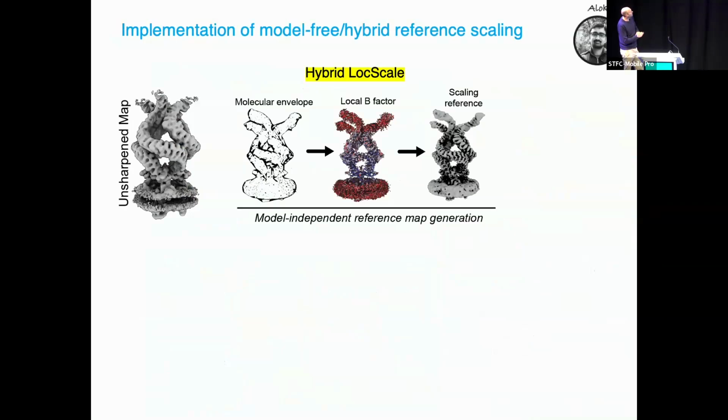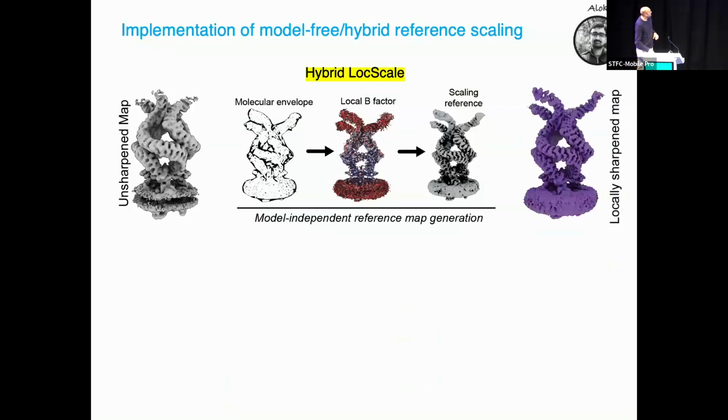We estimate the local B factor distribution through the procedure I just showed you, and that gives us a scaling reference. Using that scaling reference, we can scale the original map, and that gives us a locally sharpened map. Now that works fairly well, but it's very slow. The whole procedure of placing the pseudoatoms, refining their positions and the ADPs takes long. And we know all of you are very impatient. Even if it's 20 minutes versus 1 minute, you will never use it if it's 20 minutes.